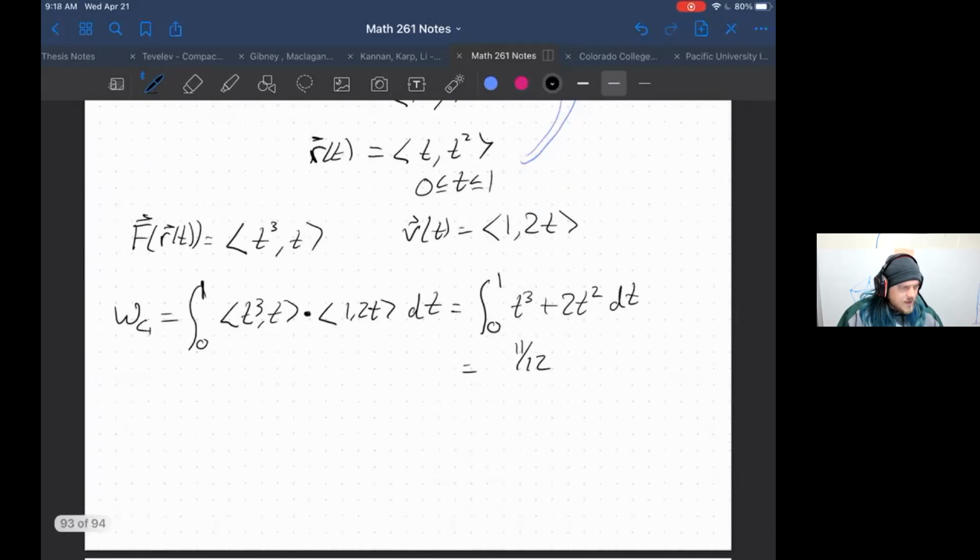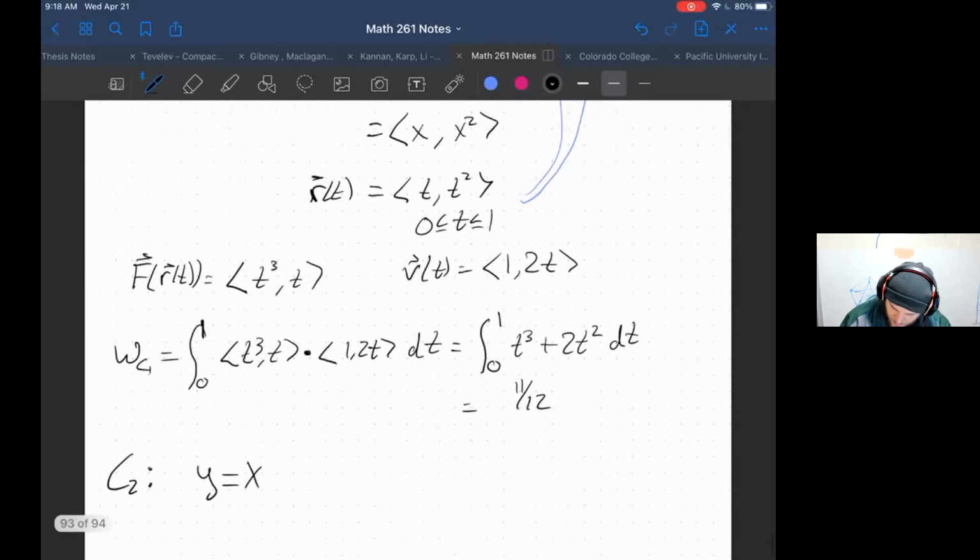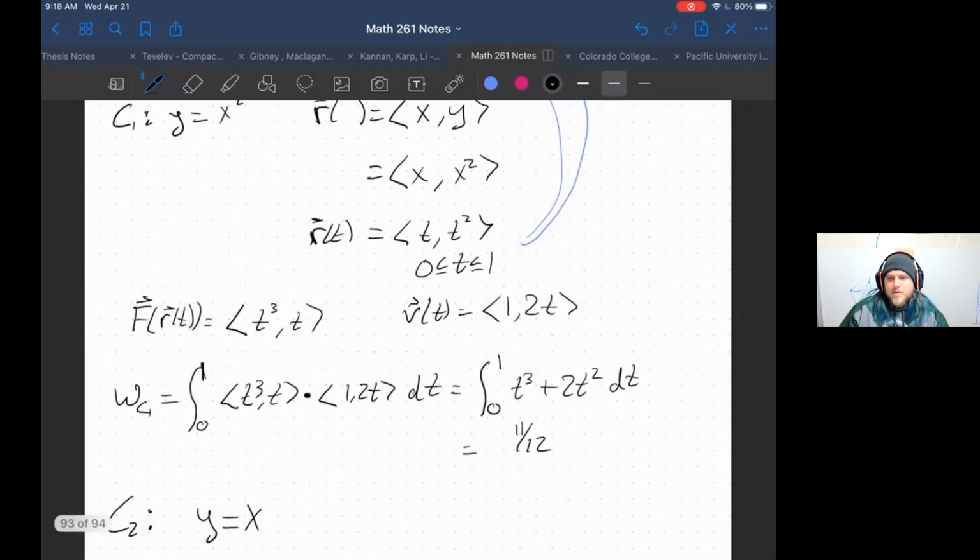I think I'll give you guys a few minutes to work this out. Now for curve 2, which is given by y equals x, I want you to repeat this process. Describe some r of t. Maybe I should have done an r1 of t and an r2 of t. Go through this whole thing. You don't have to evaluate the work integral, but if you have some time after setting it up, definitely go ahead and do that. Take a few minutes to go through.